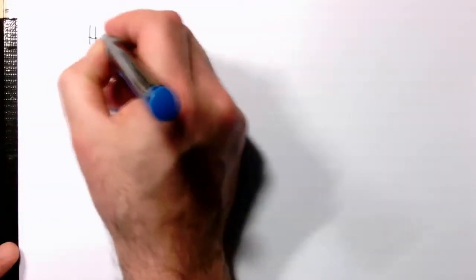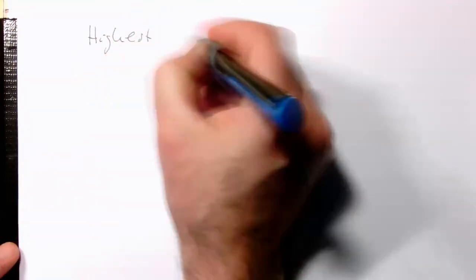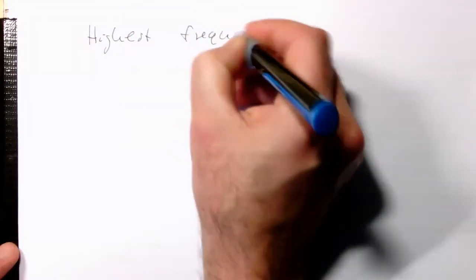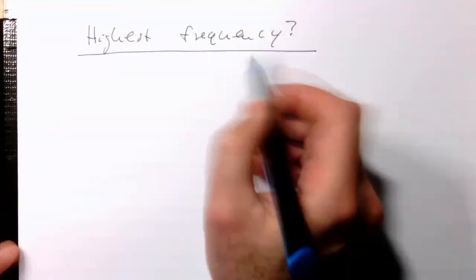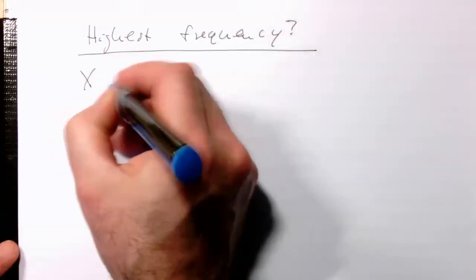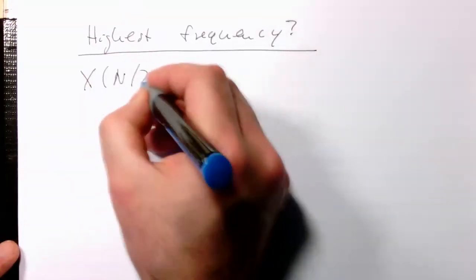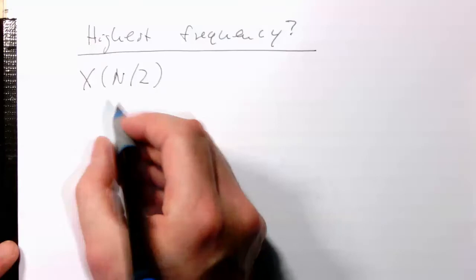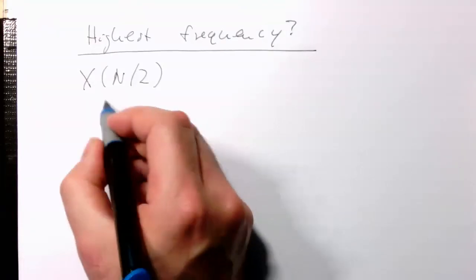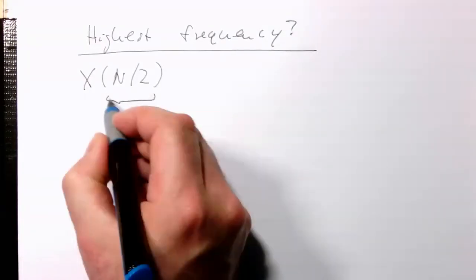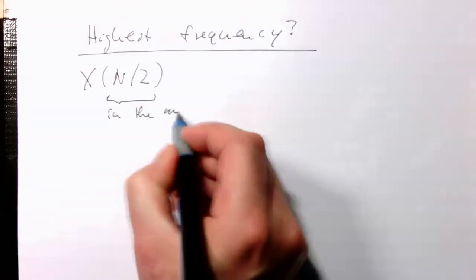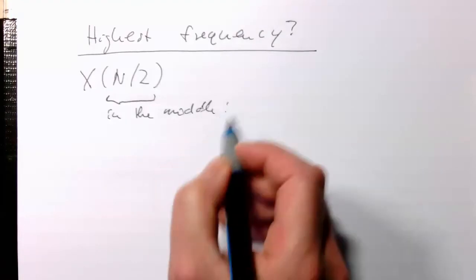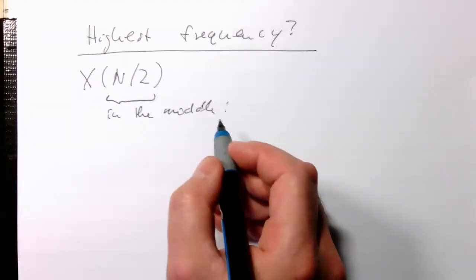So let's look now at our highest frequency. Where do we find the highest frequency? This is at N half. If you're looking at the coefficient N half, right in the middle of our frequency samples, this gives us the highest frequency.